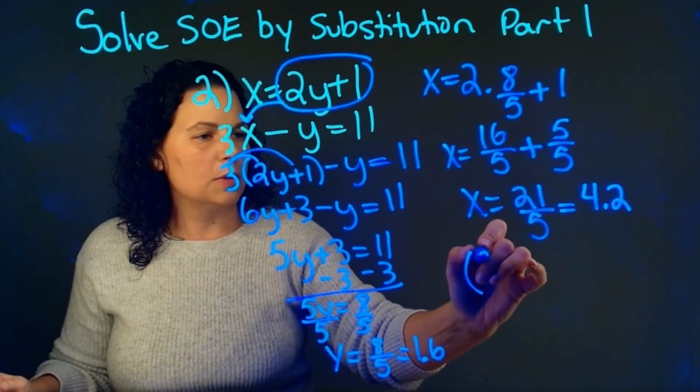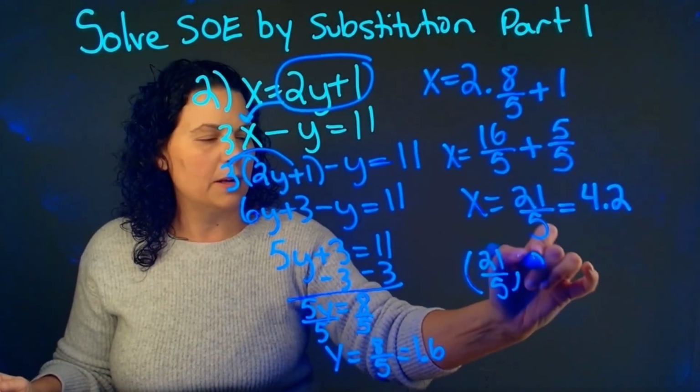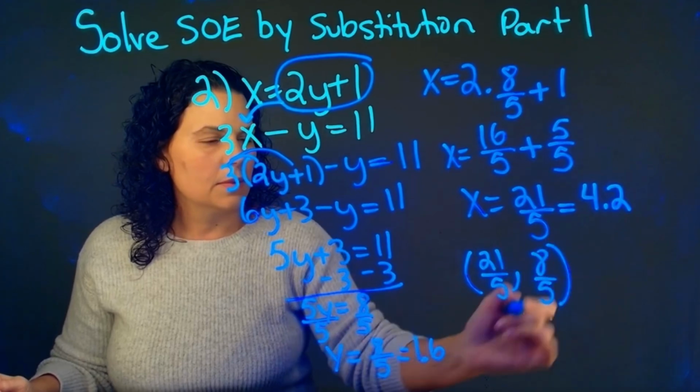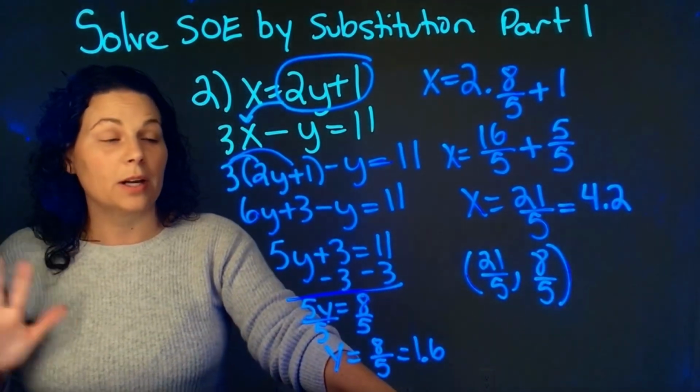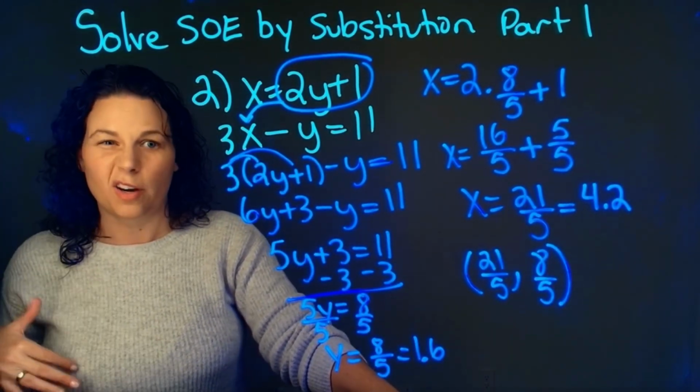So my answer is going to be (21 over 5, 8 over 5). Absolutely, go check this. Plug it in, make sure it works. I worked it out earlier, so I know it's the answer.